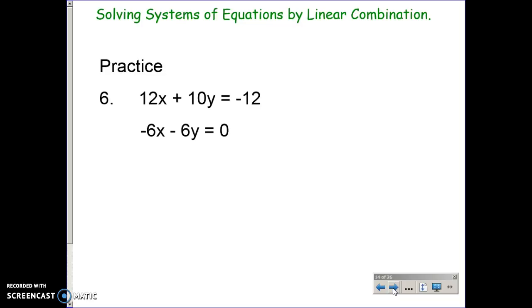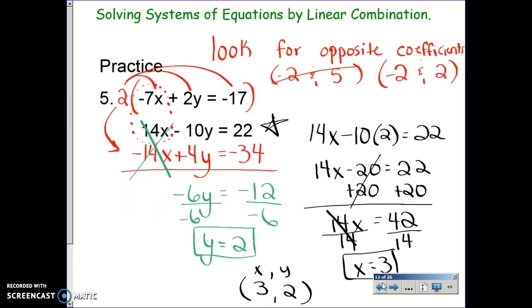For number 6, we're going to do the same exact thing. We have to figure out what we need to do to make these the same. And quick side note, penguin. Alright, back to this one really quick.